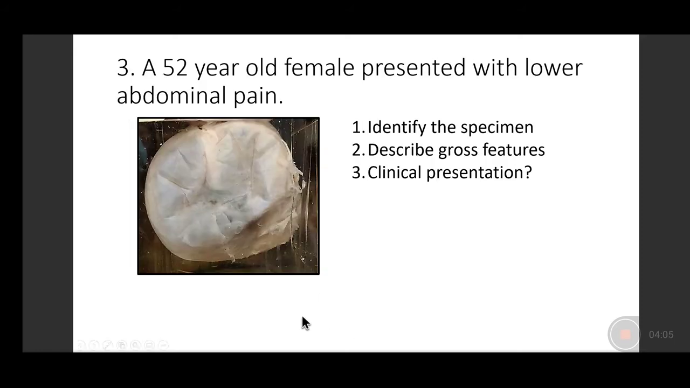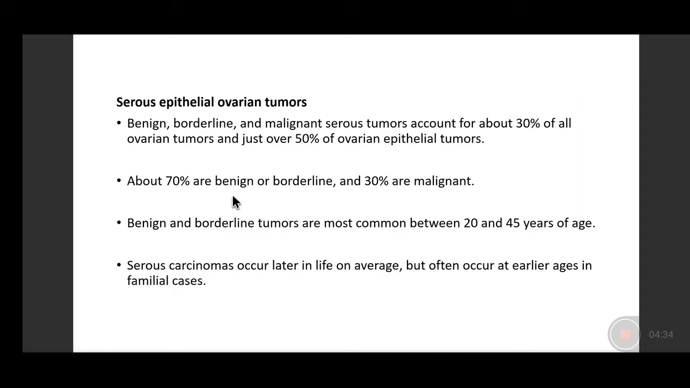So the third specimen that we have is again a cystic structure, and it is gray white. Now in this, the patient is a 52-year-old female who presented with lower abdominal pain. So lower abdominal pain in a 52-year-old female. The first differential that we will keep in a cystic origin structure would be the ovaries, and in this we have a thin-walled cyst, and this specimen is of the serous epithelial ovarian tumors.